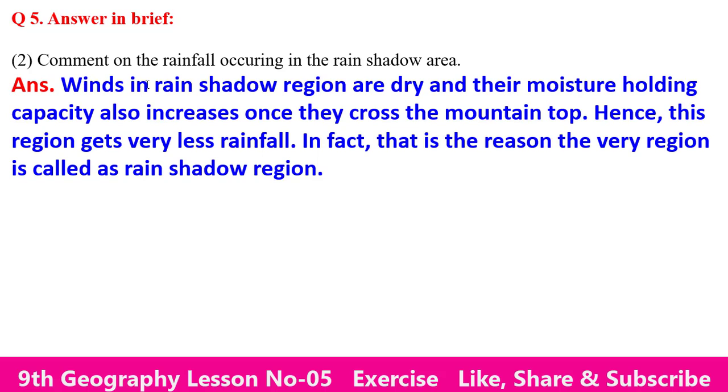The answer is winds in the rain shadow region are dry and their moisture holding capacity also increases once they cross the mountain top. Hence, this region gets very little rainfall. In fact, that is the reason the region is called the rain shadow region.